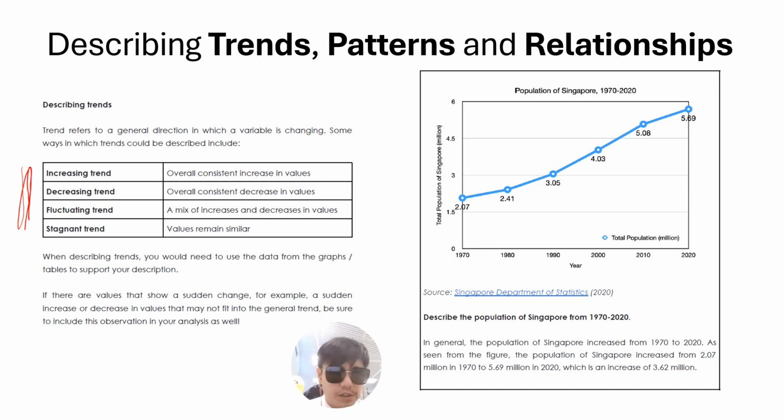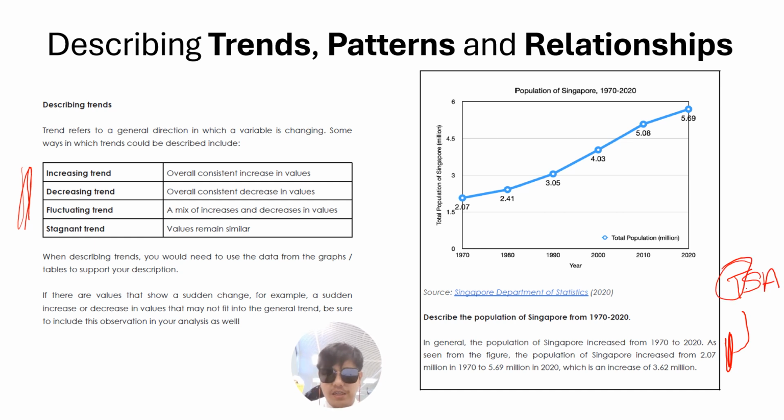It could be an increasing trend, which showcases an overall consistent increase in values. It could be a decreasing trend, and then a fluctuating trend, and last but not least, a stagnant trend, when the values remain the same. So you can see in this sample over here, this is actually the T that we're talking about in the TSA formula.